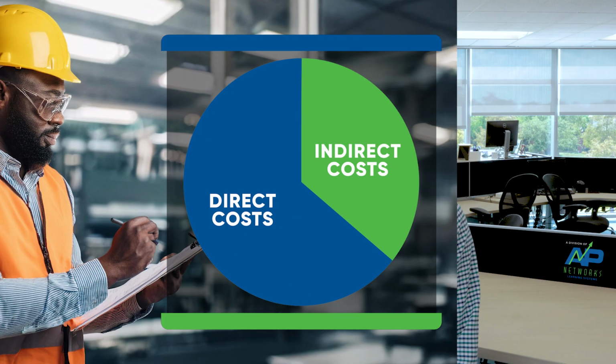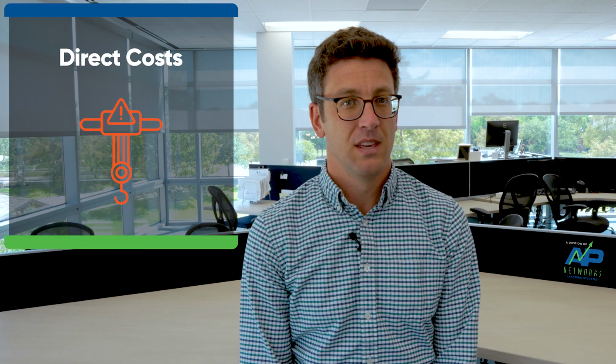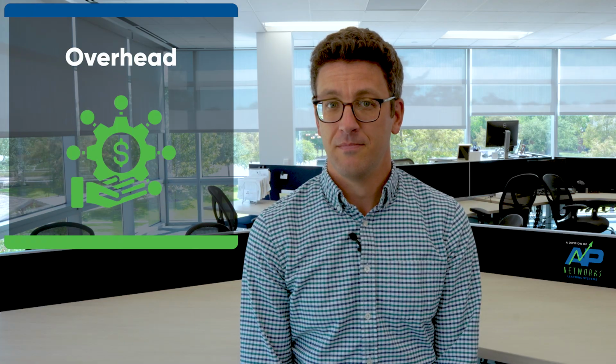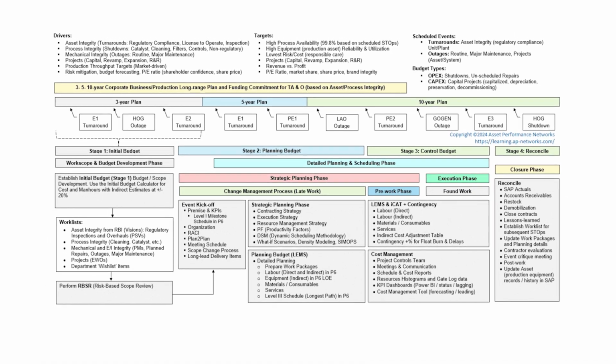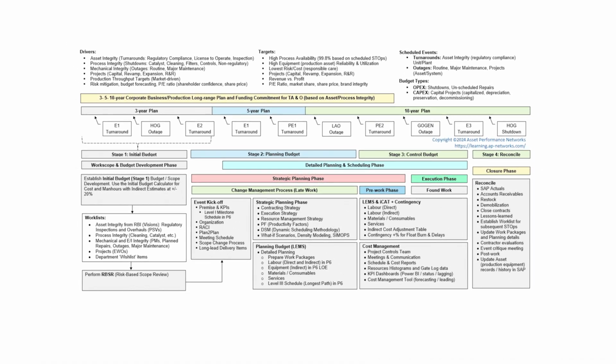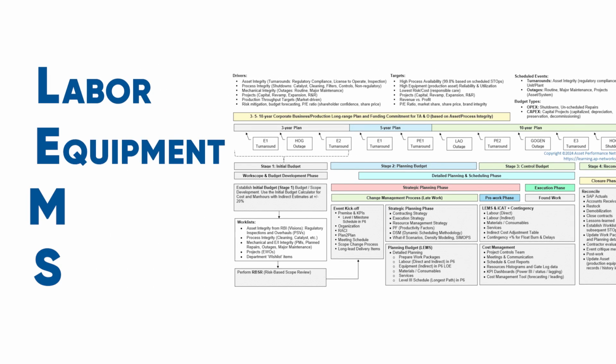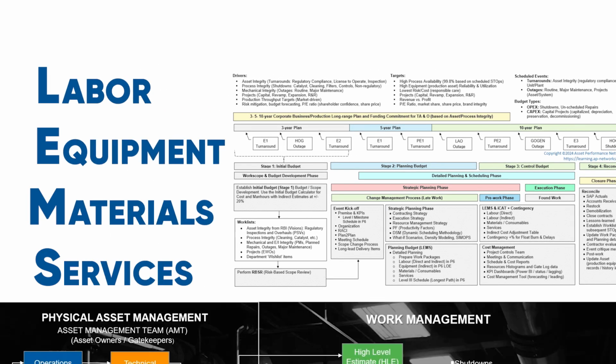In this course, we'll focus on three key aspects of creating budgets and managing costs for approved scope: direct costs, indirect costs, and overhead. You'll master the art of estimating, calculating, and capturing actual value using the LEMS model: labor, equipment, materials, and services.